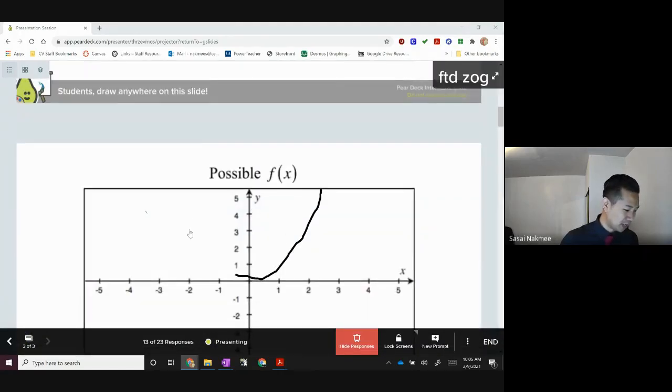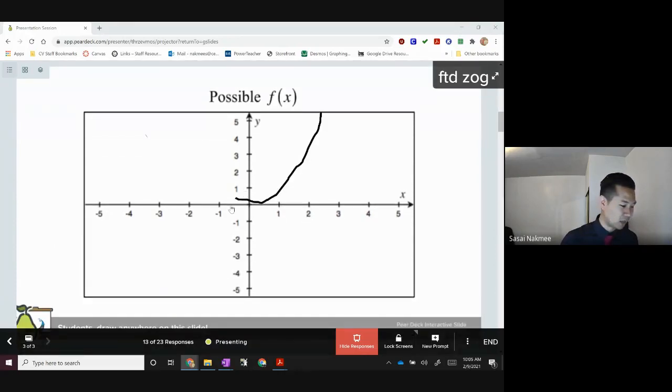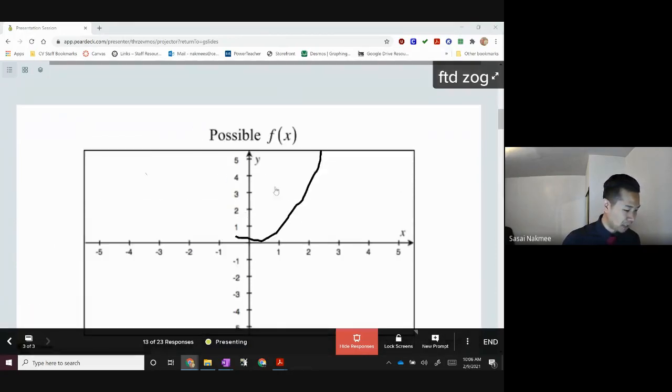Oh no, don't erase it. Don't erase it. It's wrong, but it's a good wrong. It's one that we can learn from. Okay, so what you've drawn is actually just getting ahead of me.